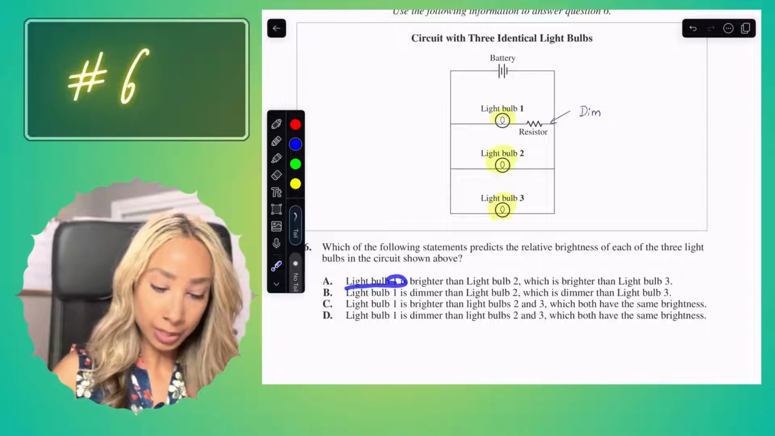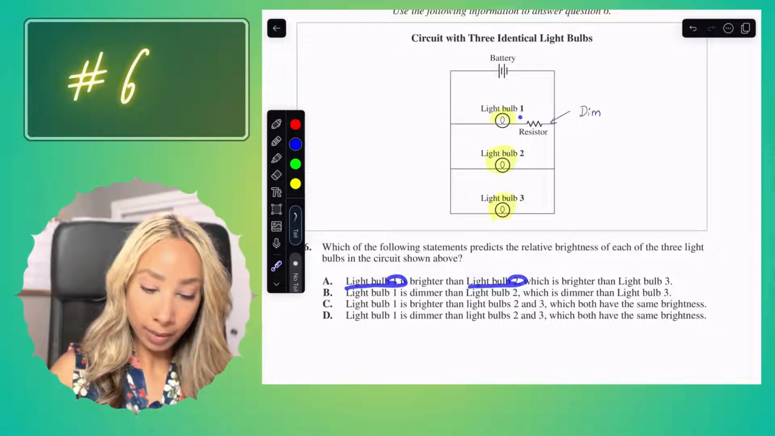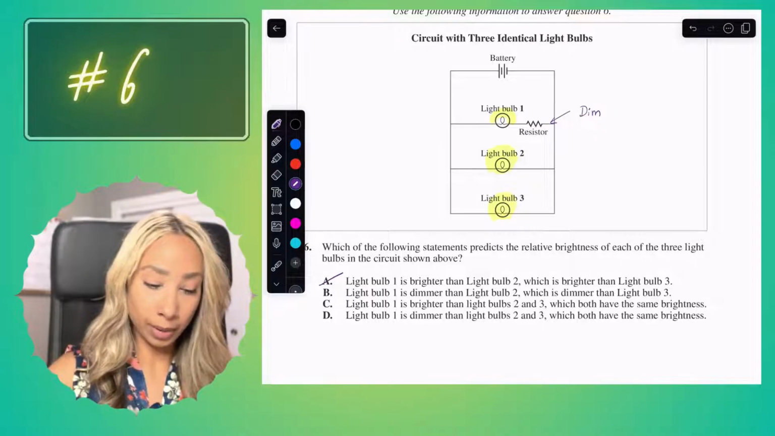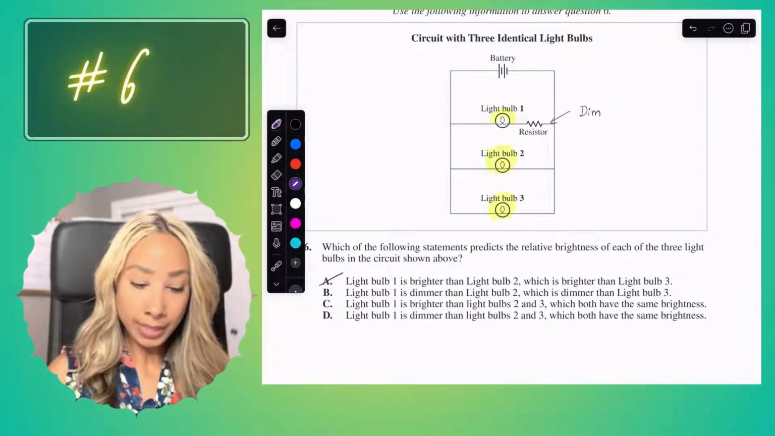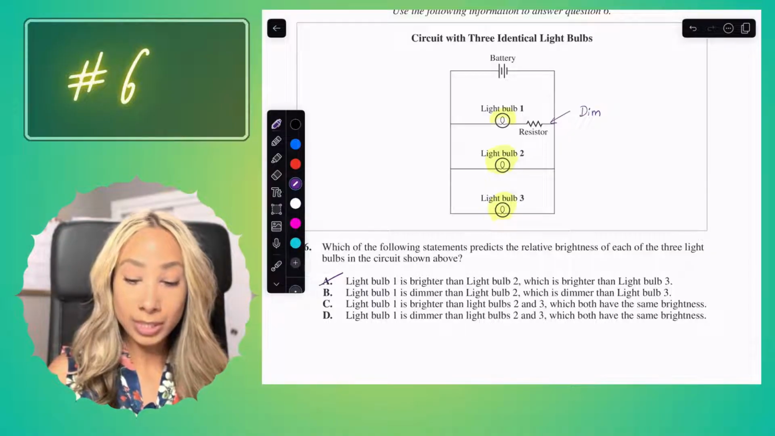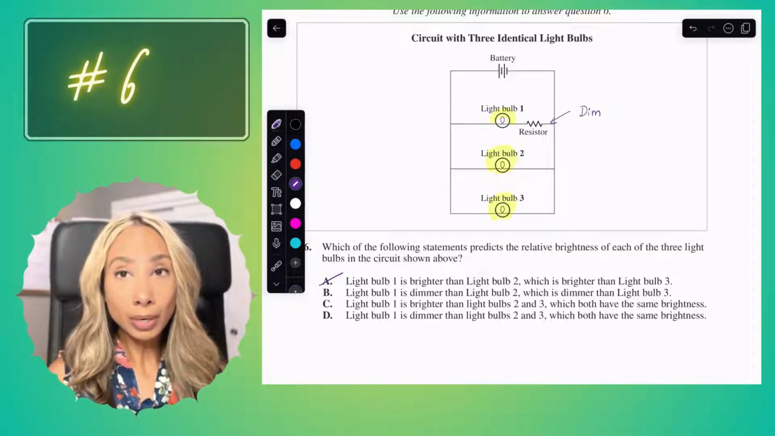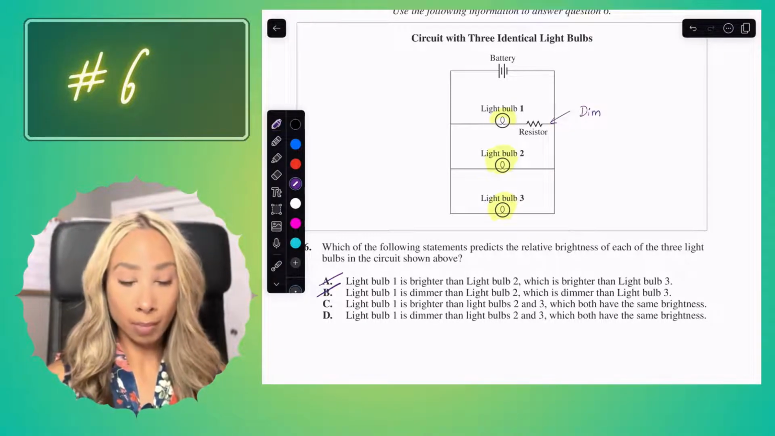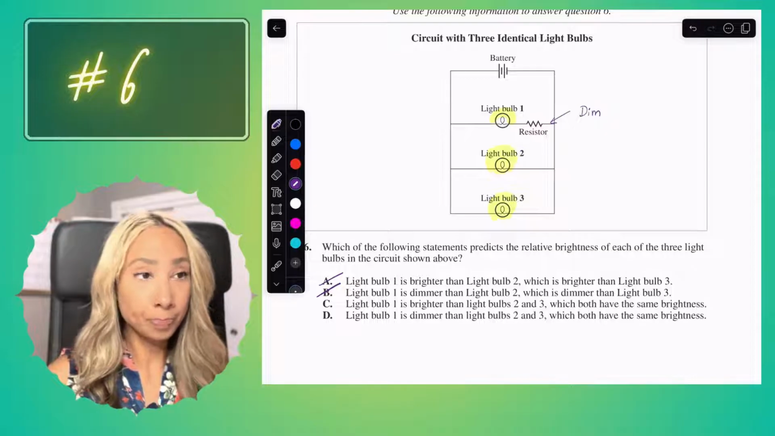So the first option says number 1 is brighter than 2. Well, we know that's not going to be true because we're applying the resistor. The second one says number 1 is dimmer than 2, which is dimmer than 3. So that could be the case. However, it's a parallel. So 2 and 3 should have the same amount of brightness, so that won't work.